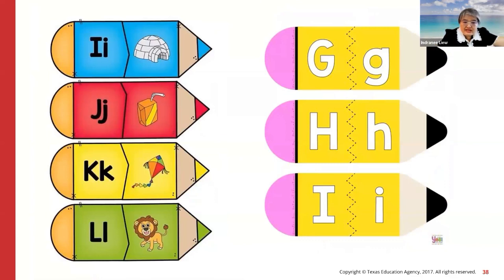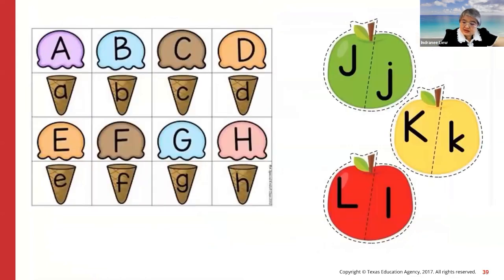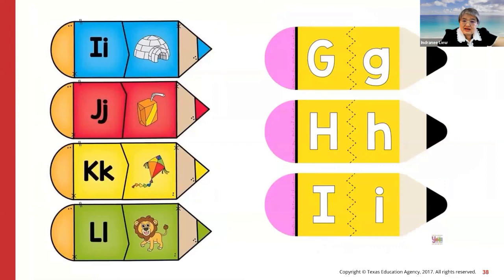You have all these pencils. You're supposed to print it, and then you cut. Yep. So this is capital letter and small letter together. If I am starting to teach the children, I will start with this because it's very, very clear. Okay, this one can be for a slightly higher level.